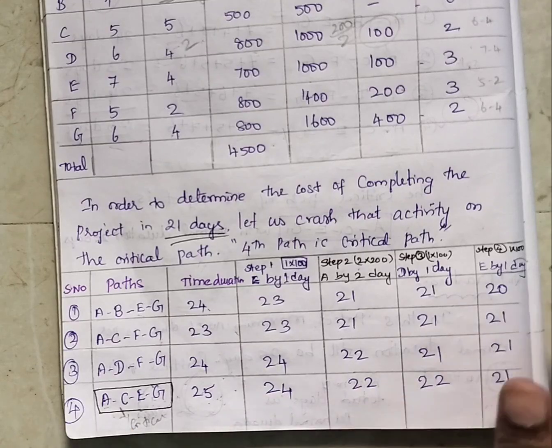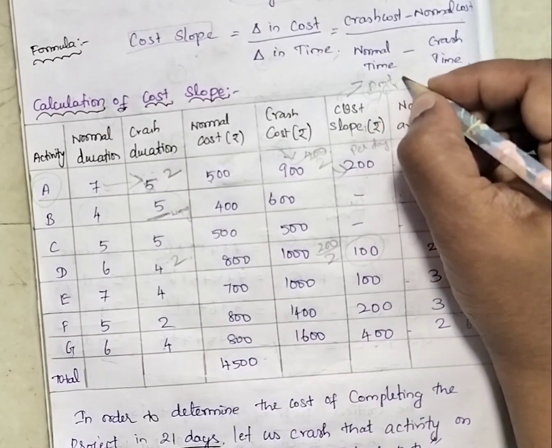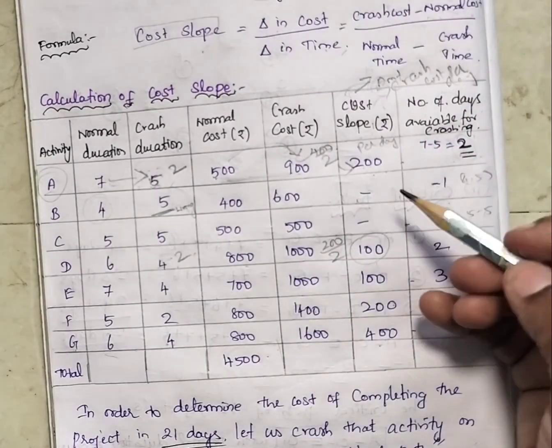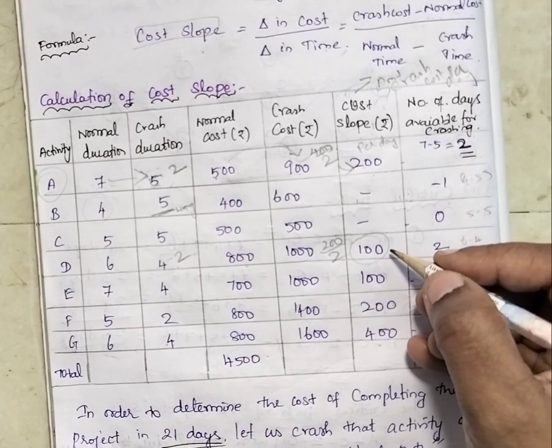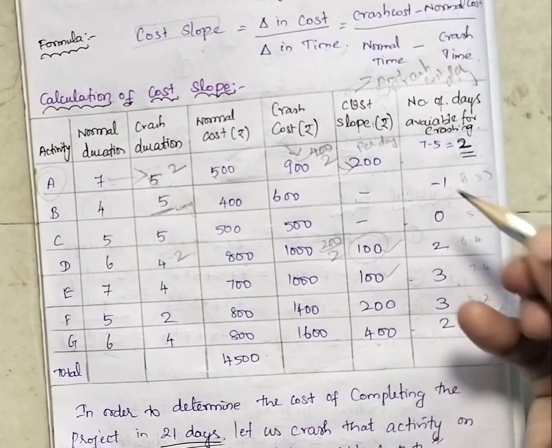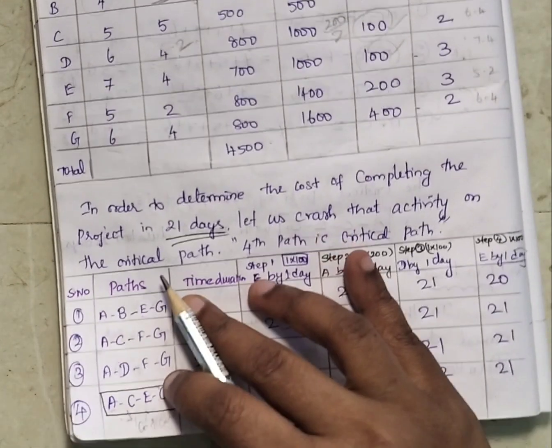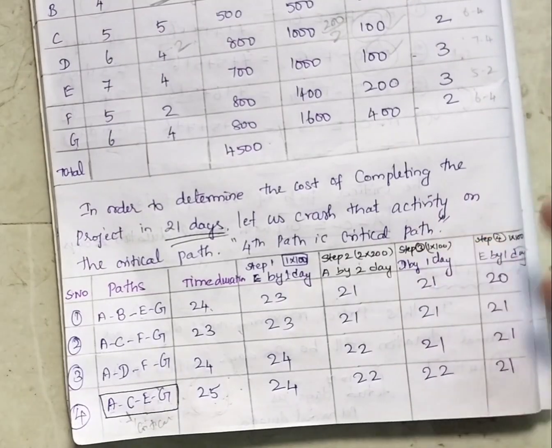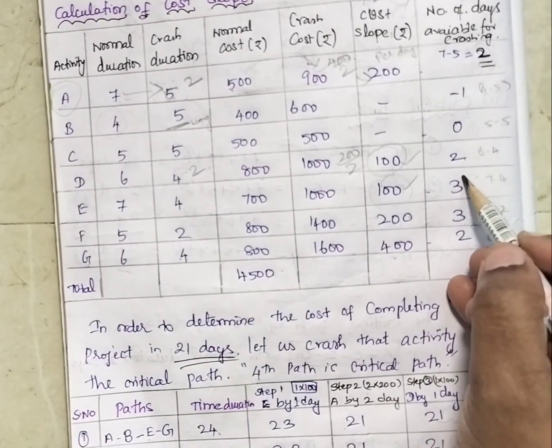In the first step, the cost slope is nothing but the crash cost per day for each activity. We have to look for the minimum amount, that is, which activity has the lesser cost for crashing. Here we can see D and E have very low amounts. Among these, E is present in the critical path. So we can start reducing from E. How many days are available for E? 3 days.